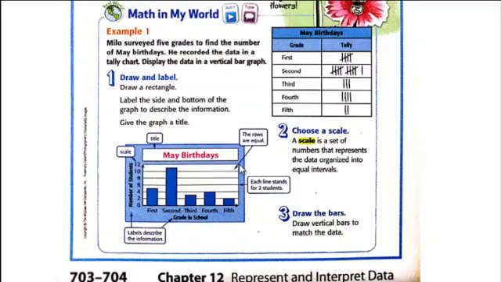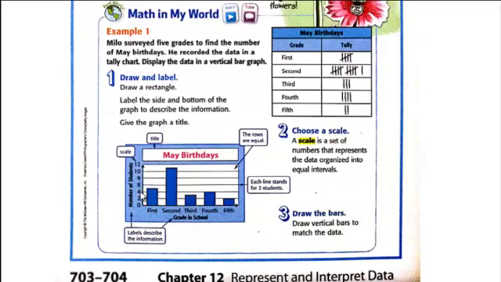First, to draw the data in a vertical bar graph, look at each grade. In front of each grade there are a number of tally marks. Draw these tally marks here as bars. So let's start with first grade. In front of first grade there are 5 tally marks. So draw these tally marks here in front of first as a bar and stop here at number 5.